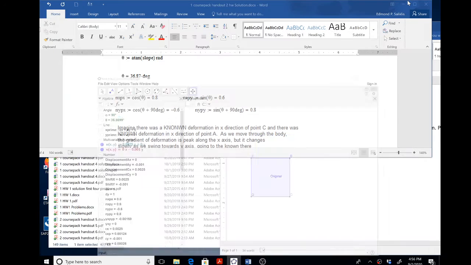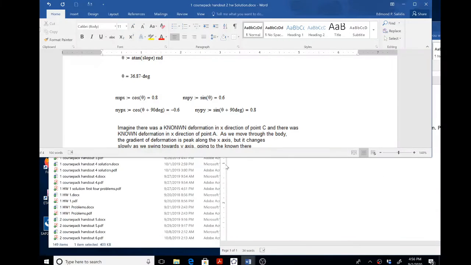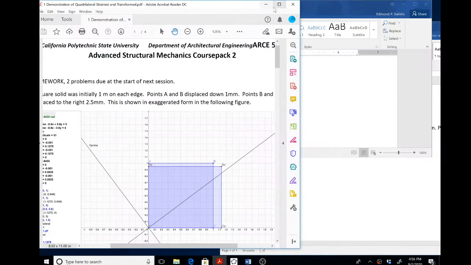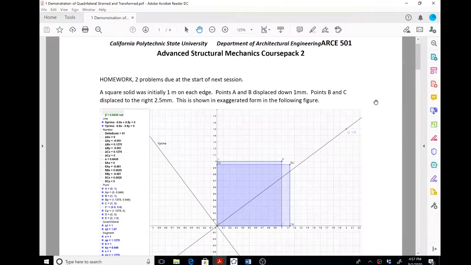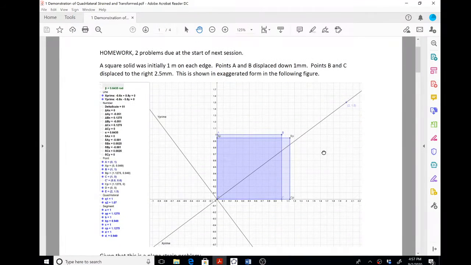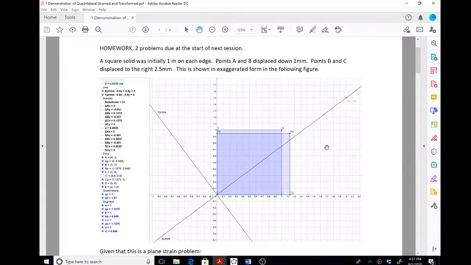We have a new application that we haven't seen before, and that is the transformation of strain. The transformation of strain. So the problem is this. It's an elementary shape, but a fairly complicated story to tell here. So we have an initially square solid, 1 meter on each side.